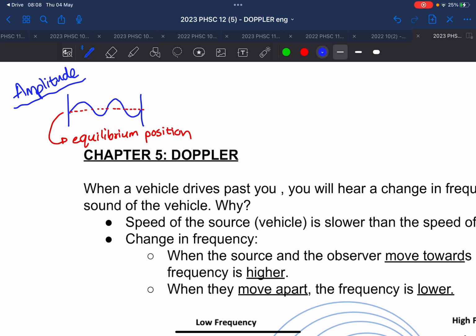Okay, now if we make it softer, so I tell you, please turn down your music, but you still want it. You make it softer. Then what you do is from your equilibrium position, your amplitude, how big or how high a wave goes, will be smaller. So now we have a smaller wave, a smaller amplitude. So I still have two waves. The wavelength is still the same.